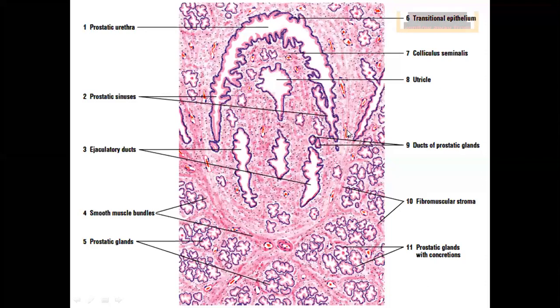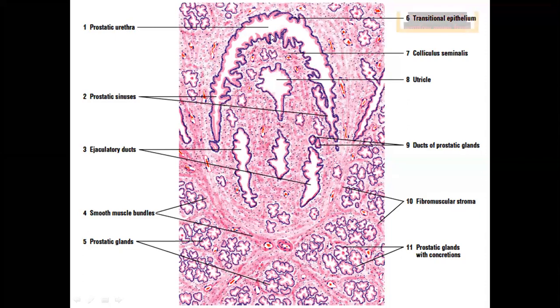The slide shows us the prostatic part of the urethra. We know the prostatic urethra passes through the center of the prostate gland. So this is the prostatic urethra we are finding, and surrounding it are all the prostatic glands. Within the prostatic glands, we are finding the corpora amylacea. In between the smooth muscles and the collagen and elastin fibers is the fibromuscular stroma.